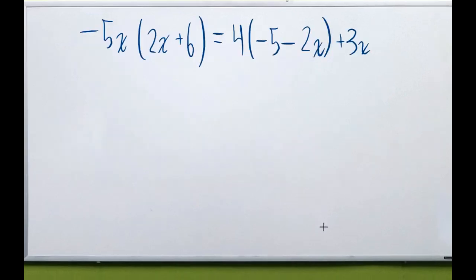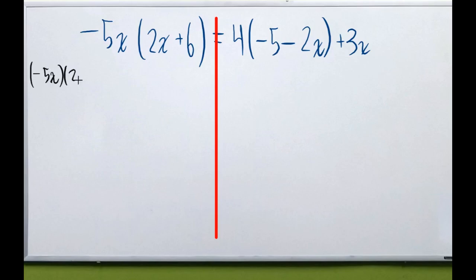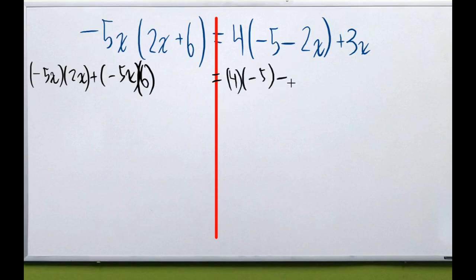All right, and the time has come. The final problem in the solving equations masterclass. It's time for you to try it. Okay, so we got to split our sign. And we have some parentheses multiplication action. Negative 5x says hi to 2x plus sign inside parentheses. Negative 5x says hi to 6. All of that is equal to 4 says hi to negative 5 minus sign inside parentheses. 4 says hi to 2x plus 3x is at the end.